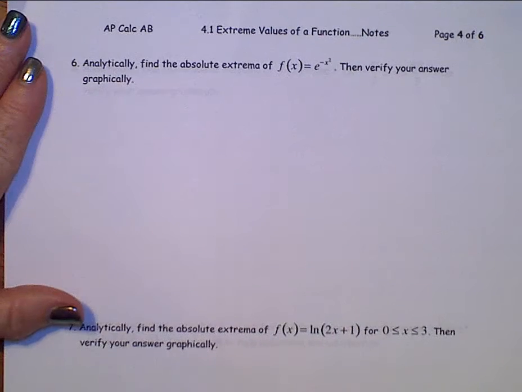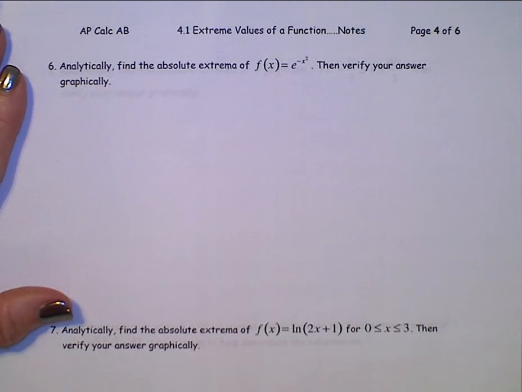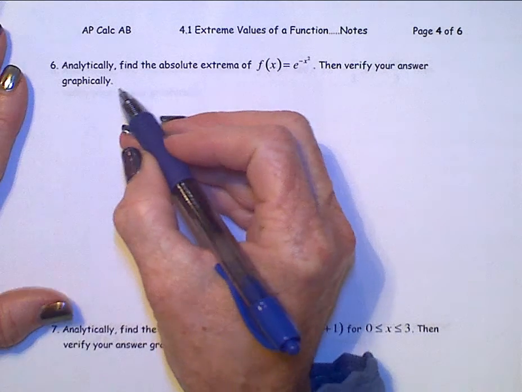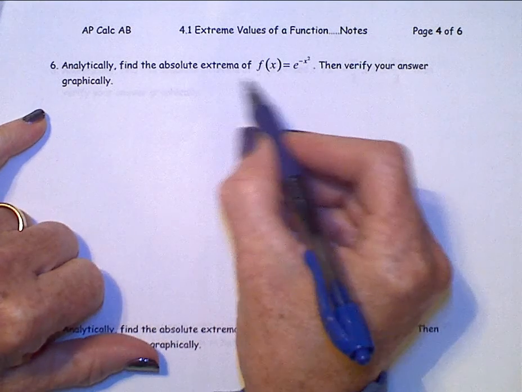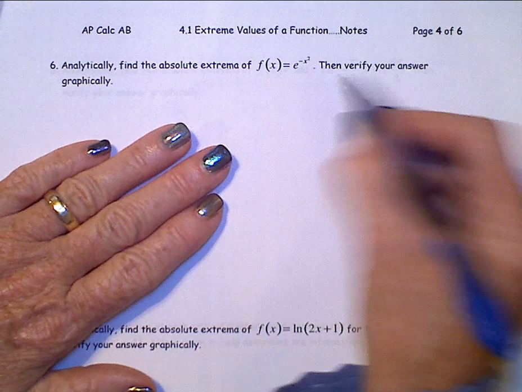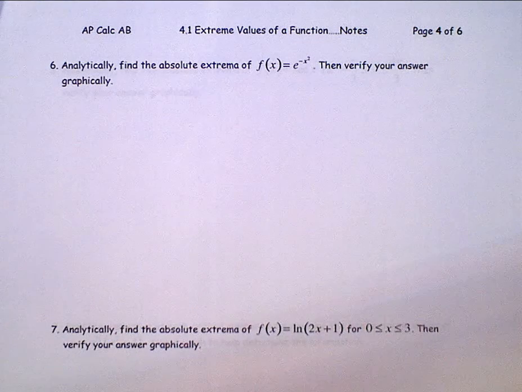AP Calculus, section 4.1, page 4. Okay, continuing some examples here. Let's analytically find the absolute extrema of f of x equals e to the negative x squared. Then verify your answer graphically.